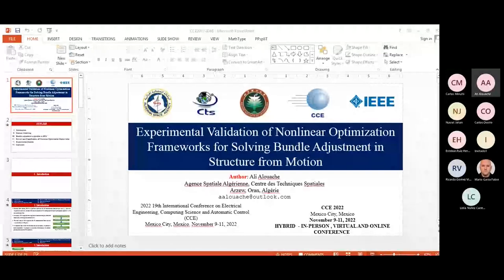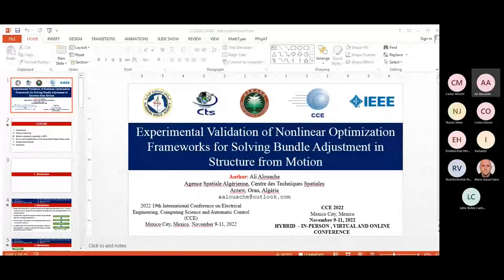In the fourth section, I review firstly the famous nonlinear optimization frameworks that implemented Levenberg-Marquardt algorithm for solving bundle adjustment. After that, I present a classification of these frameworks according to the considered applications. In the fifth section, I present the experimental results. Then I finish up with the conclusion and the future works in the last section.